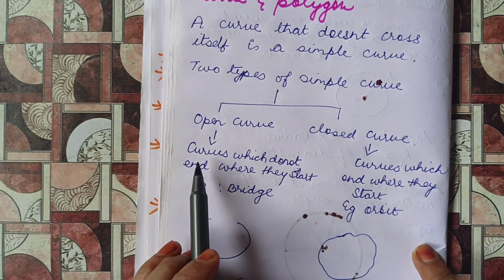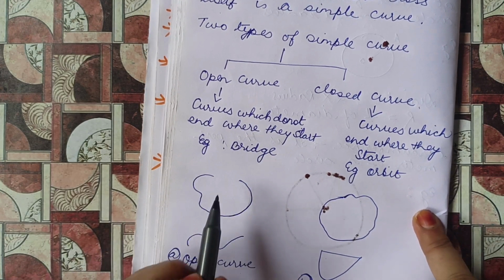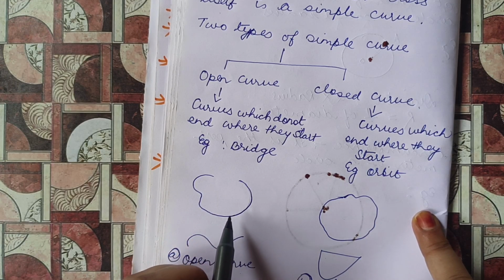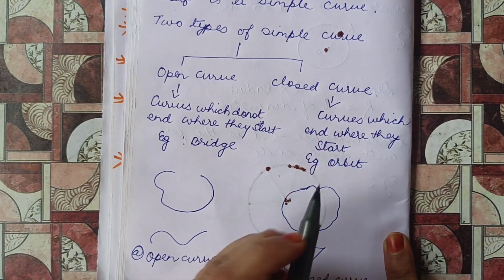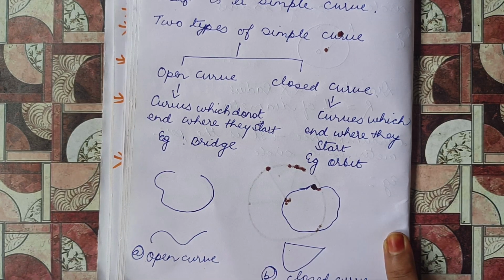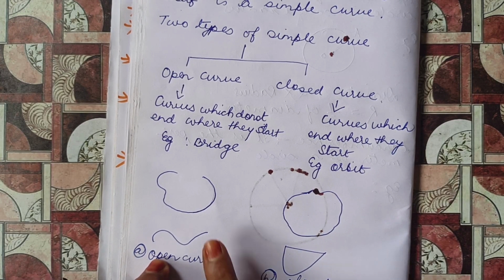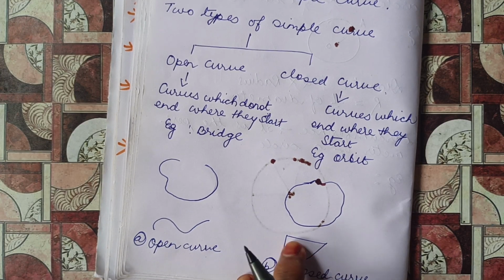In the case of an open curve, the curve does not end where it starts. For example, a bridge. This is a curve which does not end where it started. But a closed curve ends where it starts. Suppose this curve had started from this place, it ends in this place itself. So this is a closed curve. Now, examples of open curves, you can see this one and this figure. These are open curves, but closed curves will end wherever they had started.